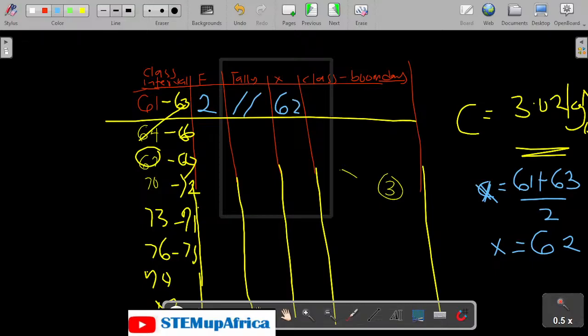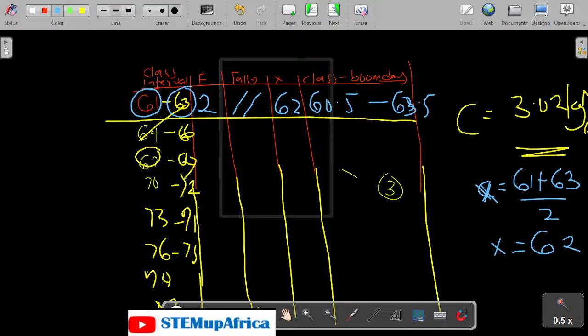Then how do you find your class boundary? I actually explained that yesterday. You subtract 0.5 from this, that will give you 60.5. You add 0.5 to this, that will give you 63.5. So this is how you will continue the table till you get to the end. I hope that is clear. Because of time, I will not get time to do the entire numbers. But this is the process of doing it.